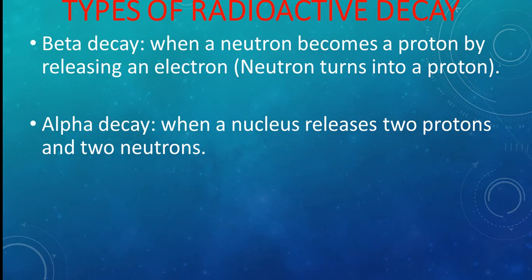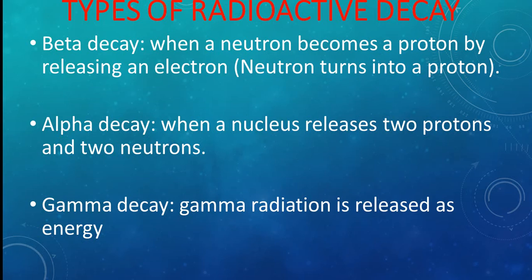It's helium. And that's what happens in alpha decay. Gamma decay, gamma radiation, is a release of energy typically visible as light.